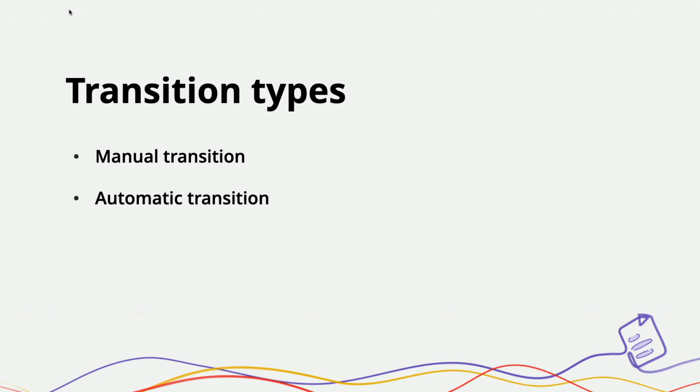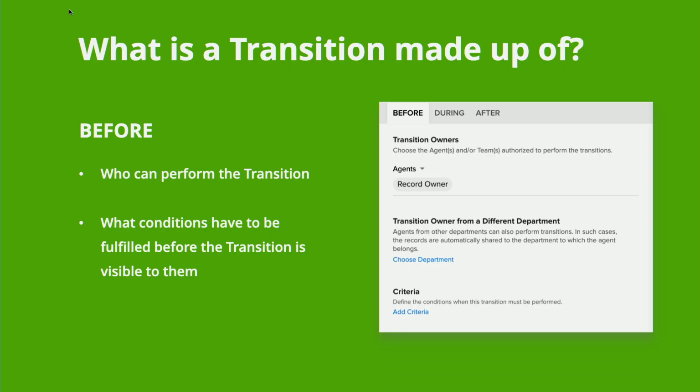The manual transition is what you're doing internally in your organization, like when you're collecting that information and moving it forward from department to department. And those are the two types of transitions we have in between each state. So we have to talk about what the transition is made of. There's a before, during, after. There's three components to it.